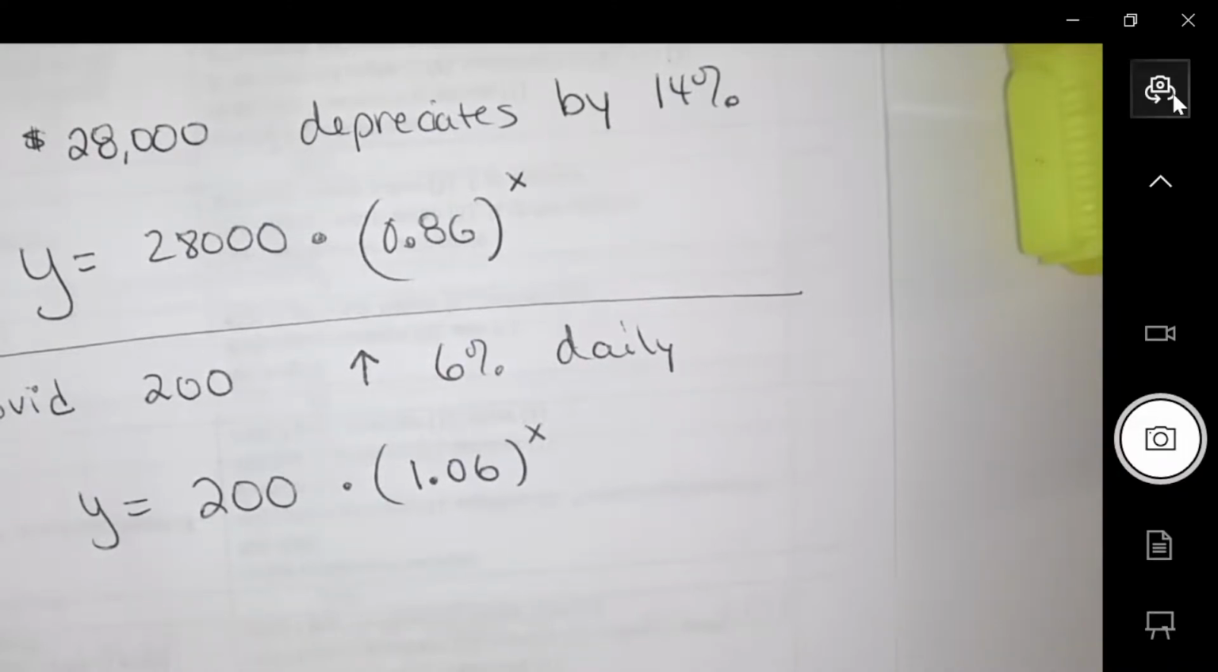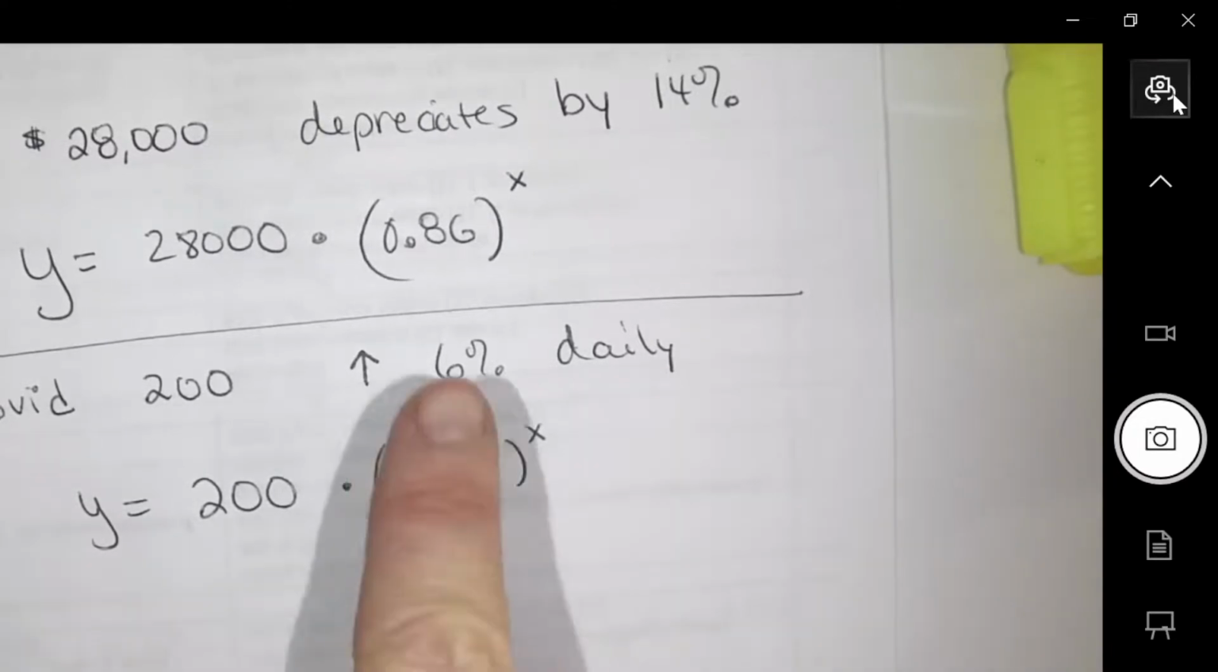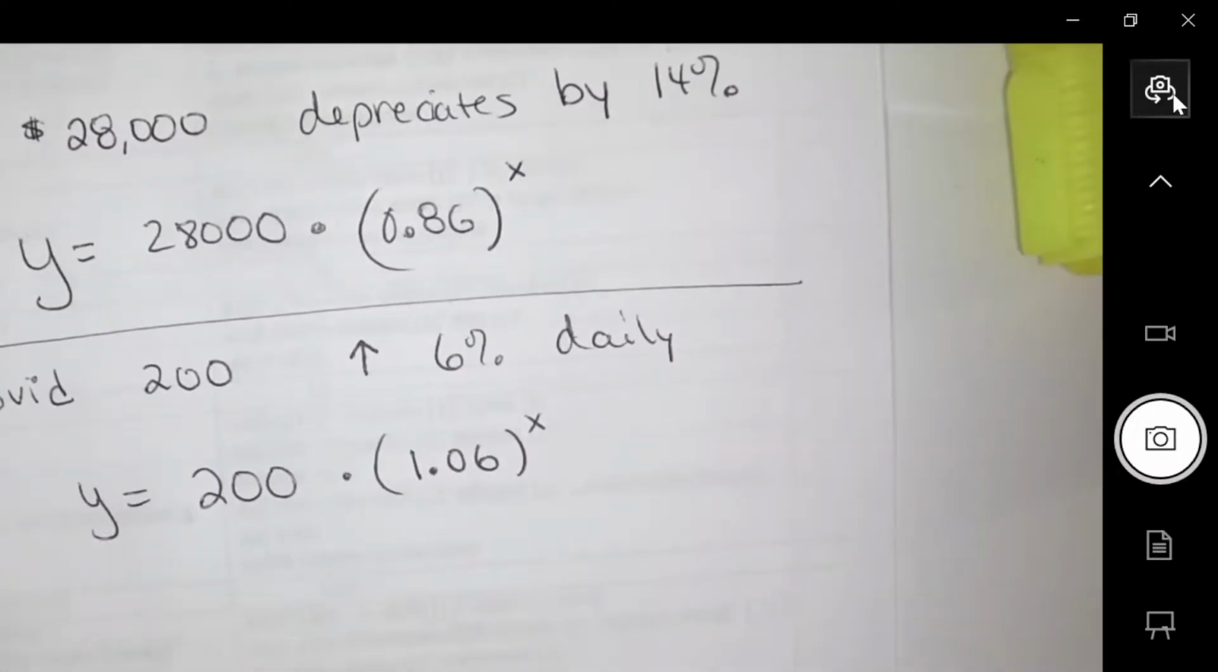Okay, think you're always starting with that 100%. So you either go up or down from 100%, right? So this was down from 100, that's up from 100.